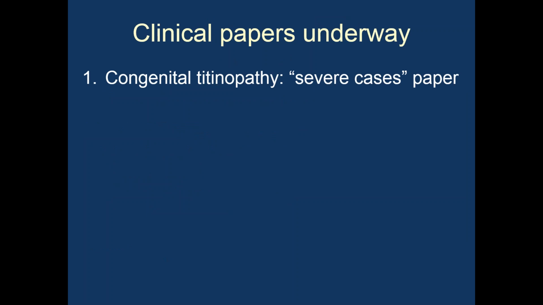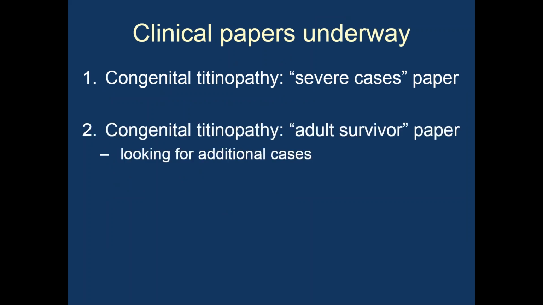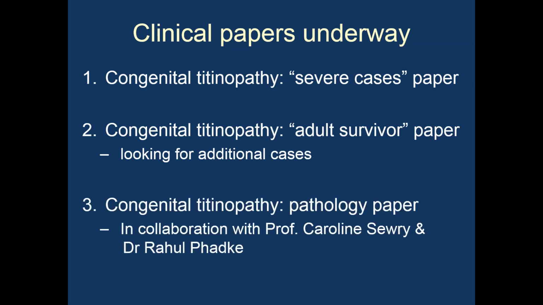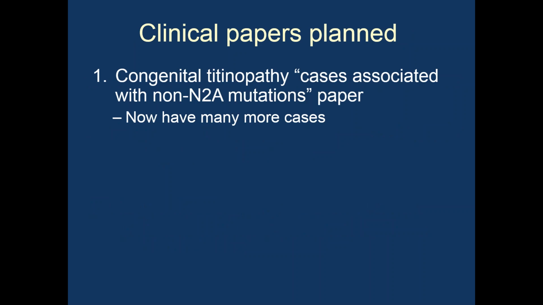So there's a severe cases paper that describes the more severe end of this disorder, but we've got an adult survivor cases paper also that describes more mildly affected individuals that are doing quite well during adulthood. And we've also got a pathology paper that we're putting together with Carolyn Suri and Rahul Padki in London. We've got some planned papers.